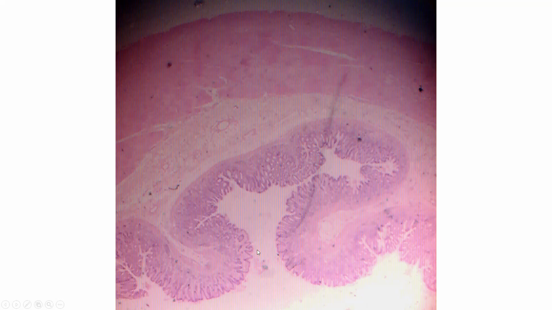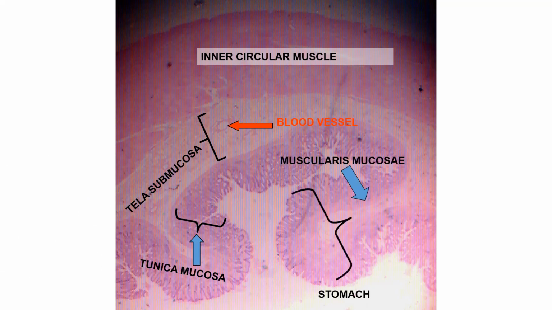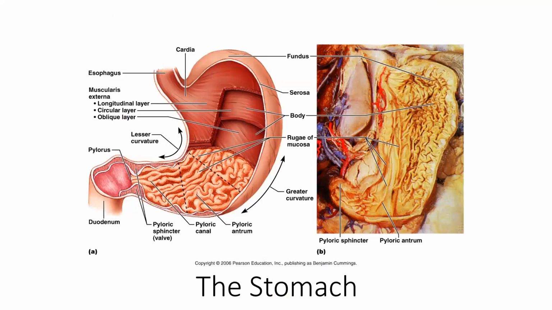The mucus that the goblet cells secrete is alkaline because the contents of the stomach is very acidic. It runs around pH of 2 because of the release of hydrochloric acid. So there's our stomach lumen right there, muscle layers, submucosa, blood vessel, the mucus layer. And this is a rugae, ridges and ridges and ridges inside the stomach to increase the surface area, also to help churn the food around. So there's the lumen.